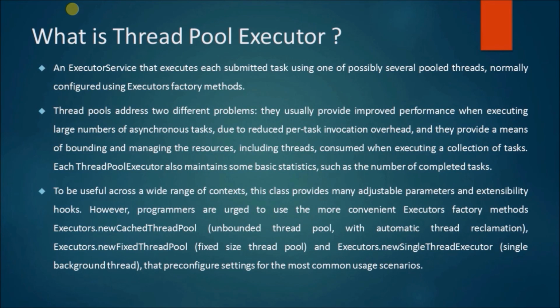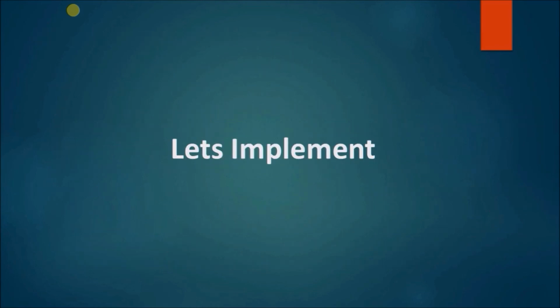This class provides many adjustable parameters and extensibility hooks. However, programmers are urged to use the more convenient executor's factory methods. Executors.newCachedThreadPool, unbounded thread pool with automatic thread reclamation. Executors.newFixedThreadPool, fixed size thread pool. And Executors.newSingleThreadExecutor, single background thread. These are pre-configured settings for the most common usage scenarios. Let's implement.